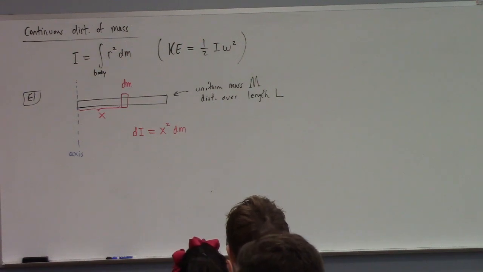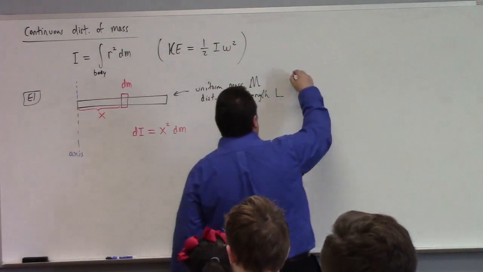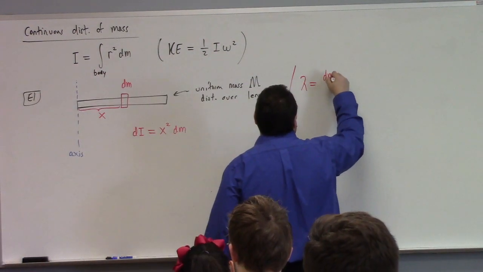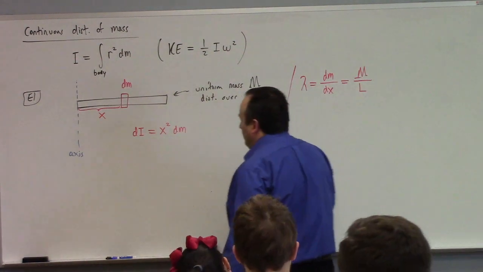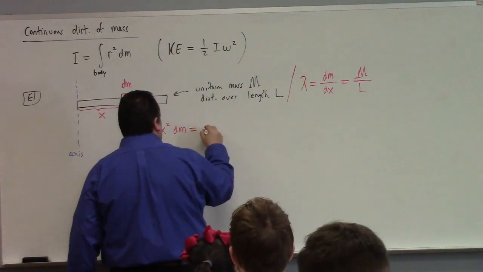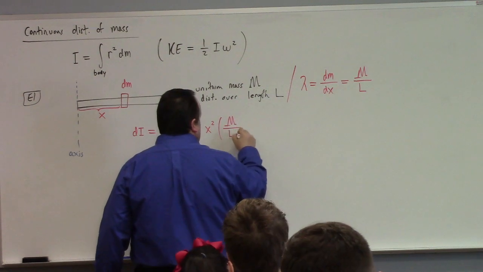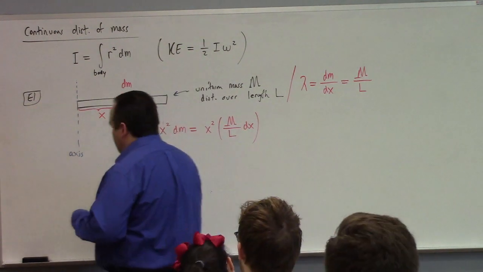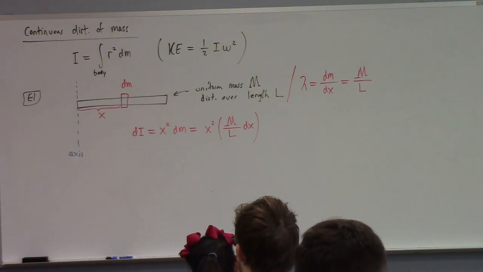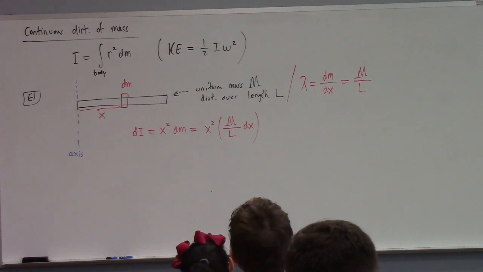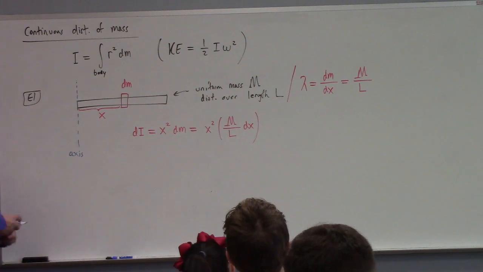Now, how do I calculate dm? It's a uniform mass per unit length, so lambda, which is dm over dx, is big M over L. So what I'm really up against here is x squared times M over L dx. That's the little bit of inertia from this little bit of mass dm, found from x to x plus dx. Then I integrate this to find the total inertia.